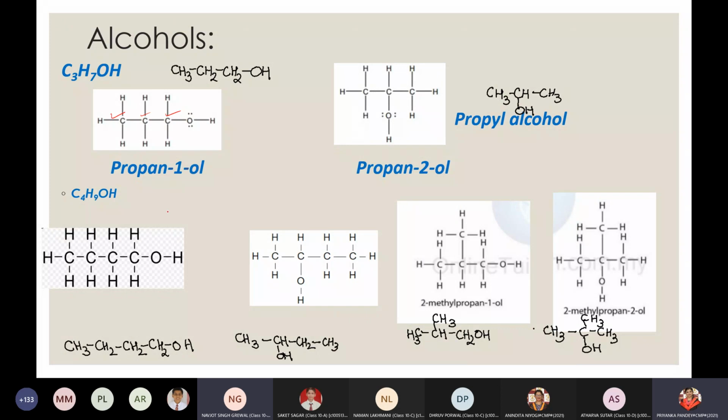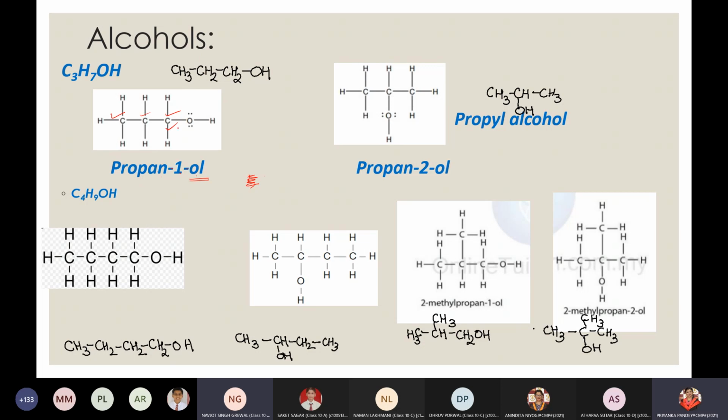Whenever we write more than one number, the numbers are separated with a comma. If I write a number specifying the carbon atom on which the functional group is present, and there are alphabets before and after, then a dash is used. So it is propane-1-ol. It specifies that the ol, meaning the alcohol group, is present on the first carbon atom.